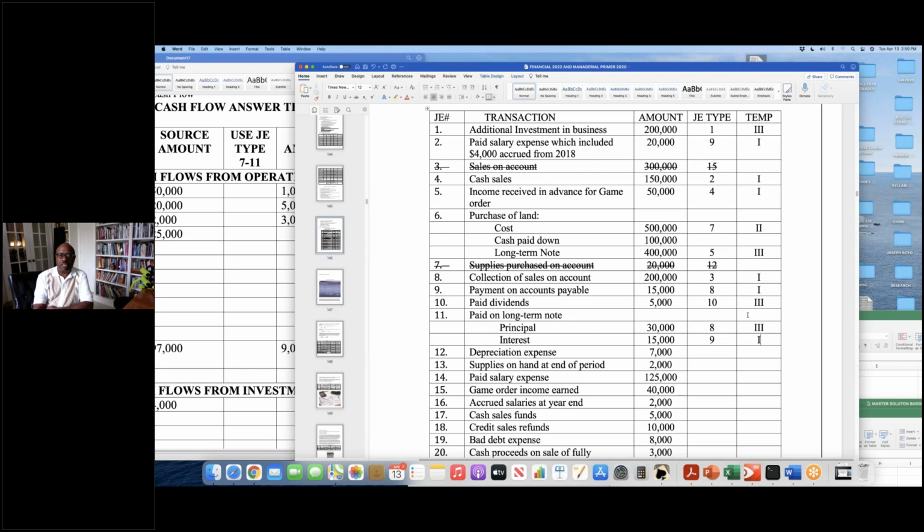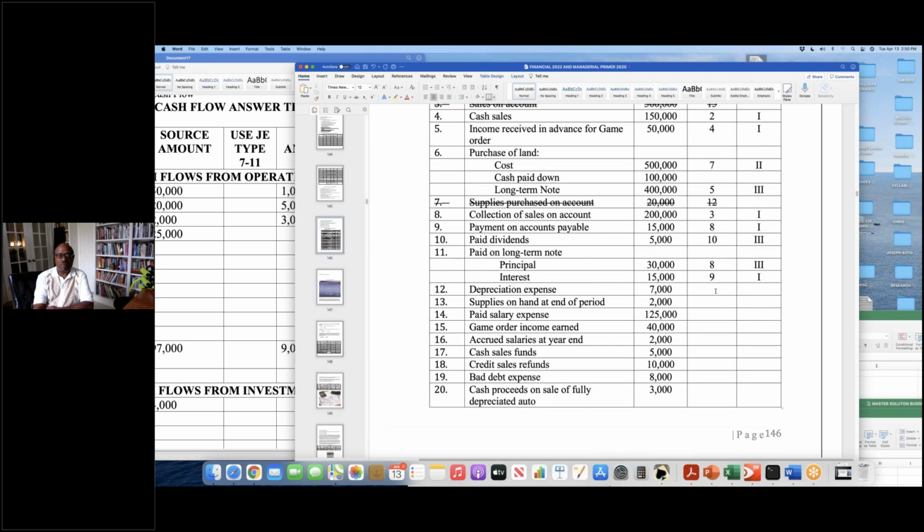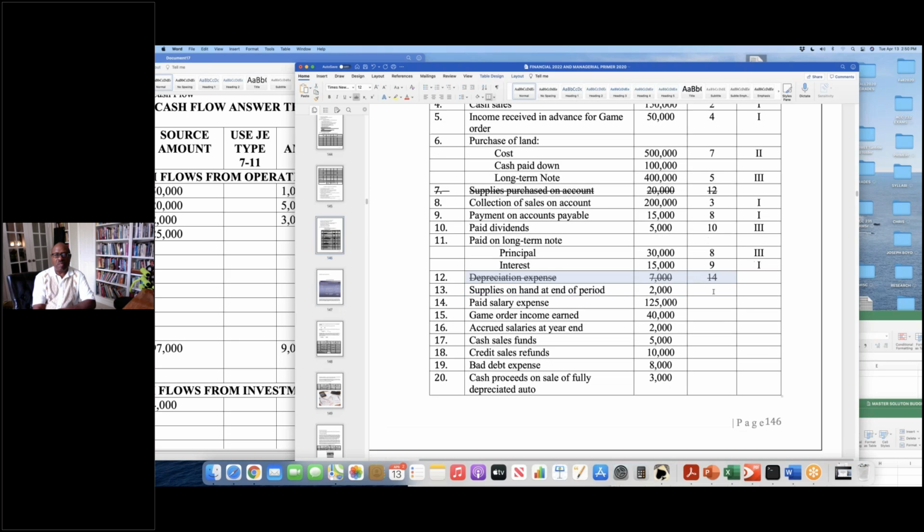So Chelsea, how is this looking now? It looks fine. Depreciation, we said that was type what? Depreciation was a type 14. So you're going to cross that out. We're going to scratch it. Supplies on hand. Is that a type 13? Yes, type 13. And we're going to do what? Scratch it.